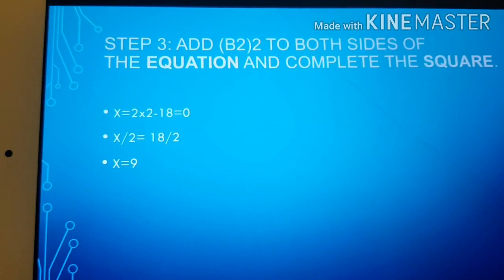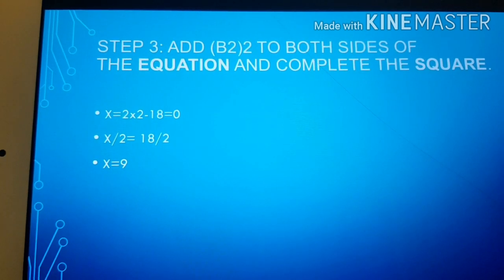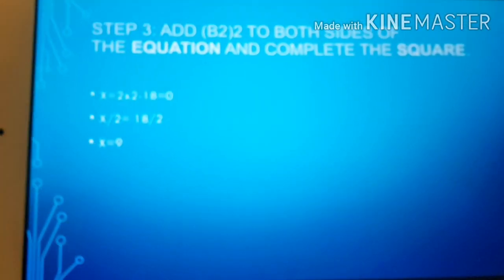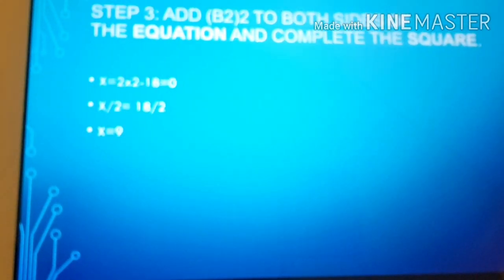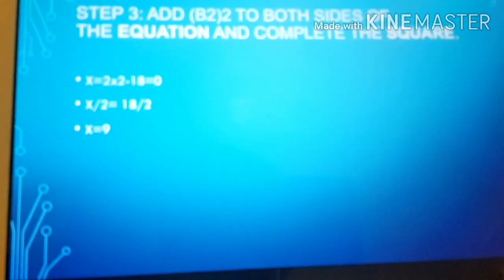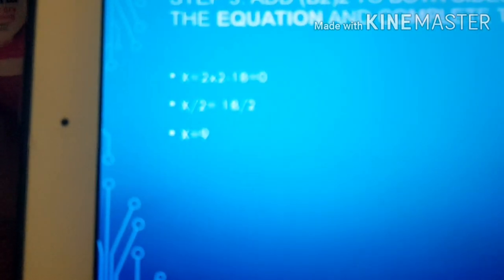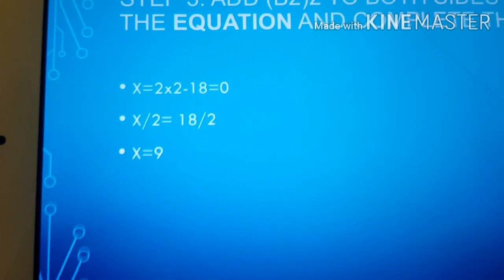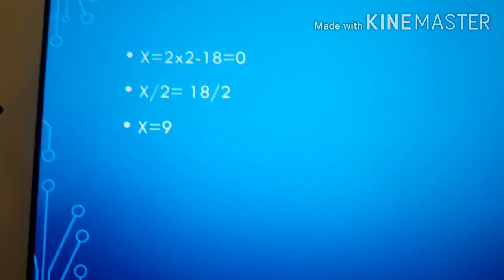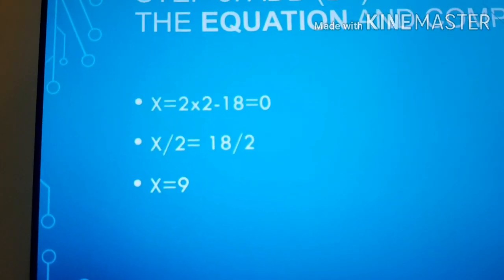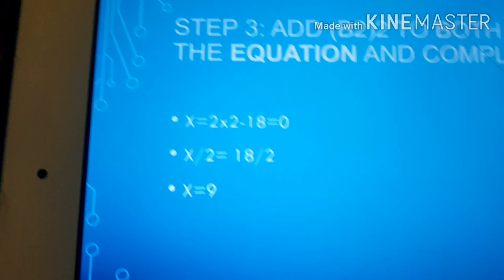Now, the next step: add b over 2 to both sides of the equation and complete the square. Continuing this equation, when you see here, it's blurry. There, much easier. Now, if you don't know what this looks like, it's supposed to be a fraction, so I'll be showing you right here.